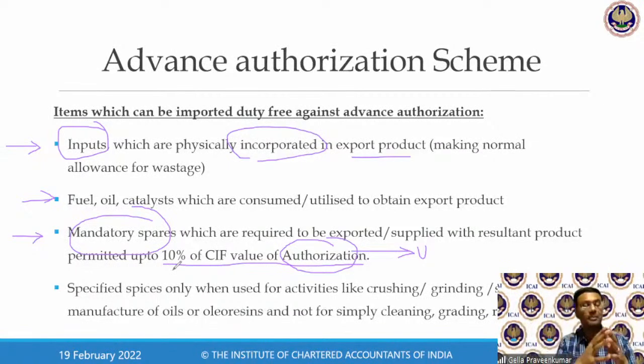Now look at the beauty. Goods are imported, the same goods are exported. Now there is no manufacturing activity happening. There is no production happening. So here they say, I curtail your mandatory spares to 10% of CAF value. When you are selling a product, along with the product, you have to give spares, without which the machinery is of no use. I have taken that into cognizance and I permit up to 10% of CAF value.